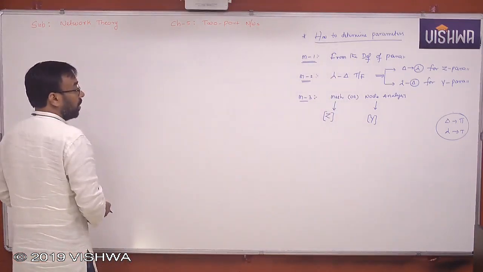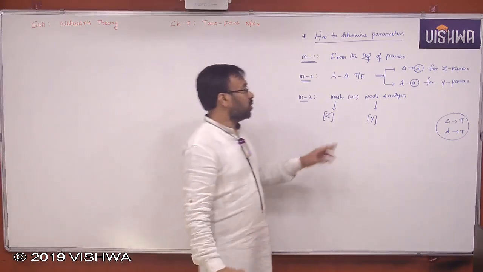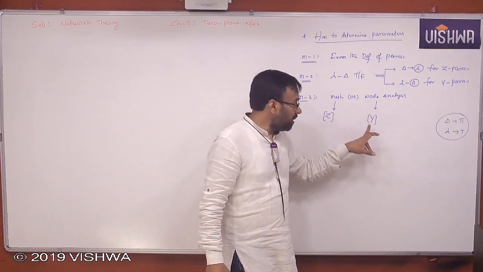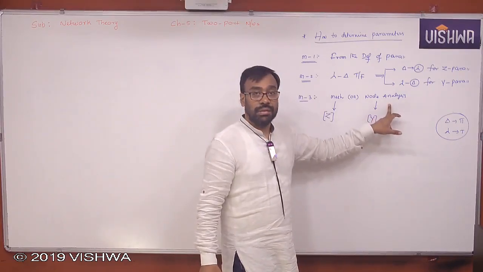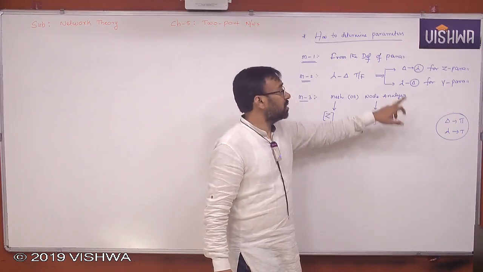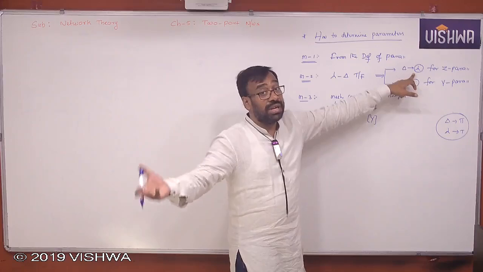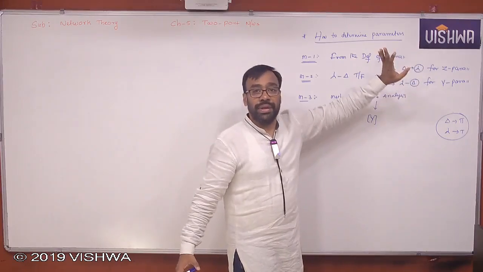So if you want to find Z parameters, you had better choose mesh analysis. It is more comfortable for you. If you want to find Y parameters, go for node analysis. If you want to find Z parameters, use delta to star transformation, and finally you replace it by star, nothing but T. You will get Z parameters directly.